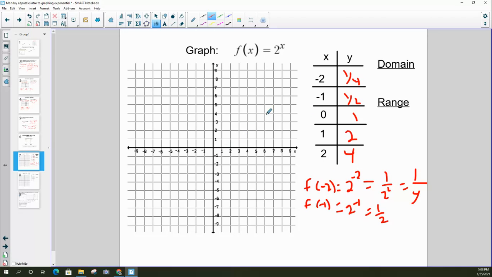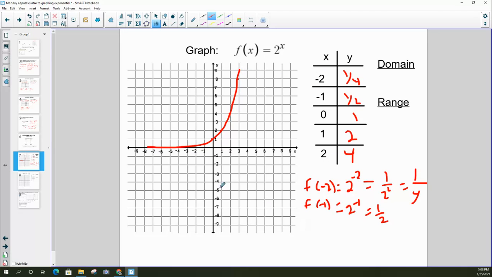All right, so what is this graph going to look like? So let's plot these points. -2, 1/4, -1, 1/2, 0, 1, 1, 2, 2, 4. So you can see how it's curving up. If I plugged in 3, I would have got 8. But notice how it's never getting to be 0 over here. When I graph this, this line can never go below 0, and we'll talk about that in a sec when I'm done drawing it. Okay, so there's my curve.